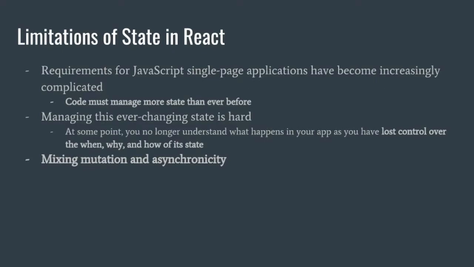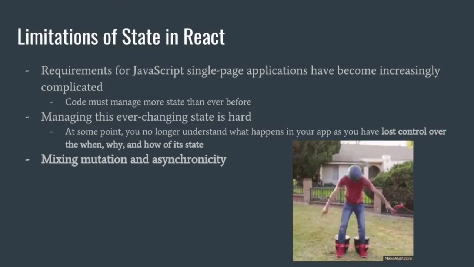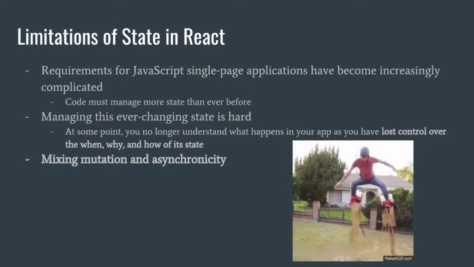Lastly, this complexity is difficult to handle as we're mixing two concepts that are very hard for the human mind to reason about: mutation and asynchronicity. I call them Mentos and Coke. Both can be great in separation, but together they create a mess, as we see with this guy's experiment.